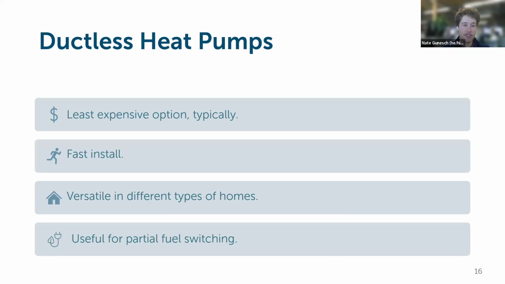Some characteristics of a ductless heat pump, and this is a big reason why, as I said earlier, these are going to be the most effective for the vast majority of customers. They're typically the least expensive option. They're fast to deploy, fast to install. They are super versatile in a variety of different homes. You can put them pretty much anywhere as long as you have consideration of the thermal shell.